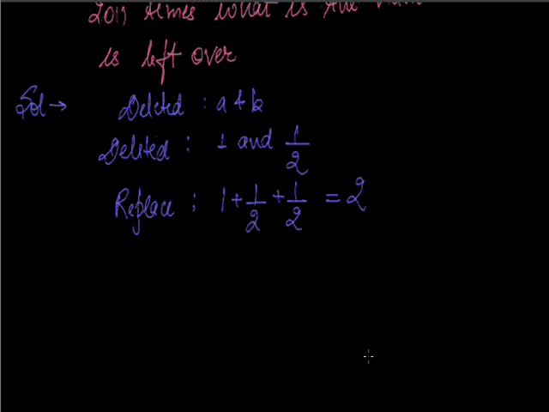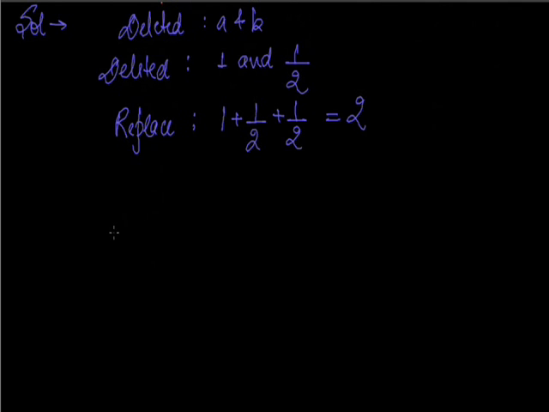So we deleted 1 and 1 by 2, and what we get is 2. Our set became 2, and then the series continues: 1 by 3, 1 by 4, up to 1 by 12.